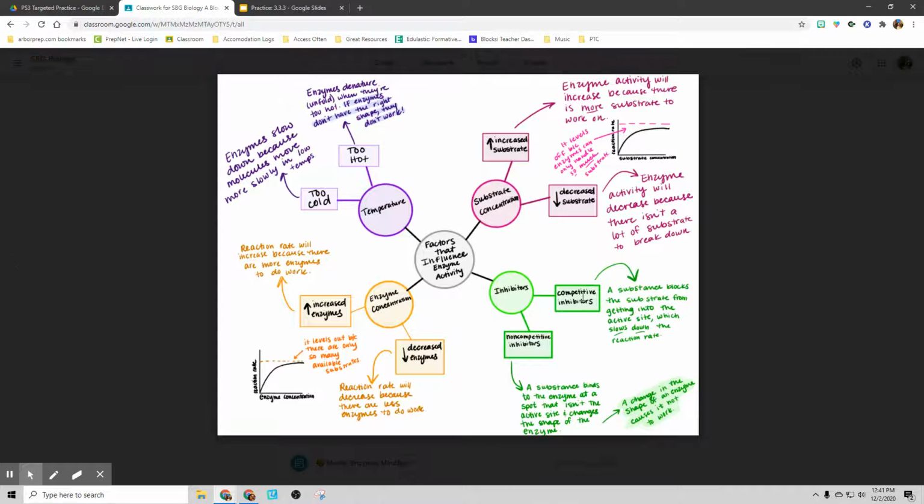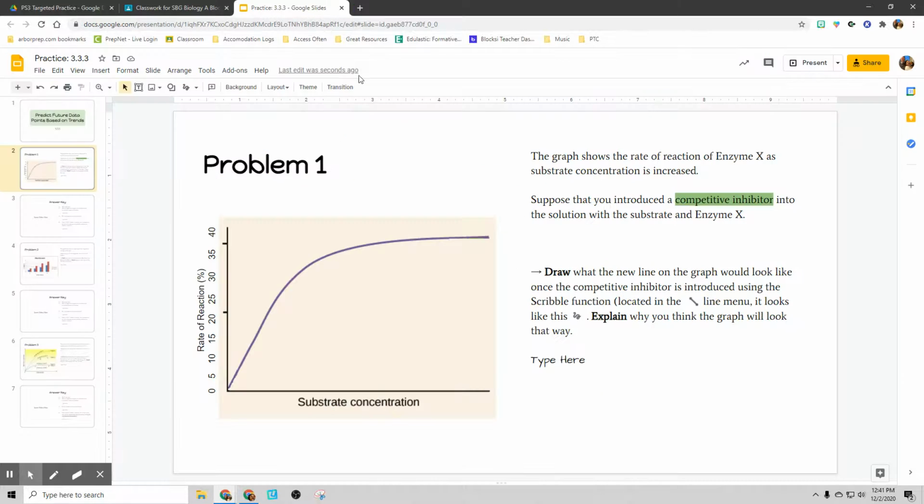It says competitive inhibitor. A substance blocks the substrate from getting into the active site, which slows down the reaction rate. Okay, slows down the reaction rate. It says it gets into the active site. So, if I want to show this reaction rate slowing down, I probably should have it not reach 37%. I should probably have it reach lower, maybe somewhere around 30 or 25%.